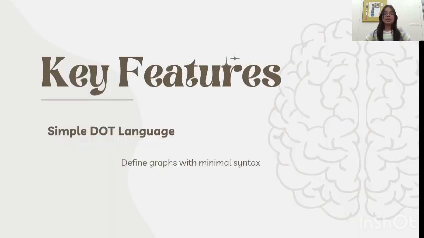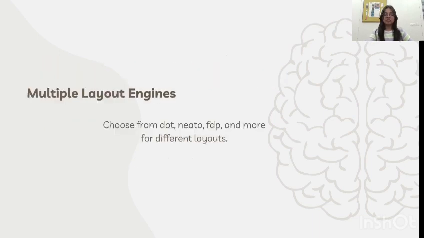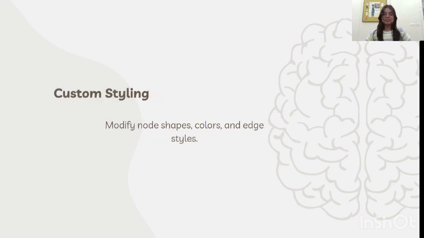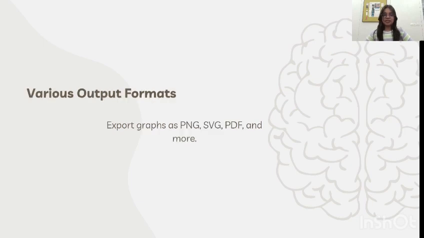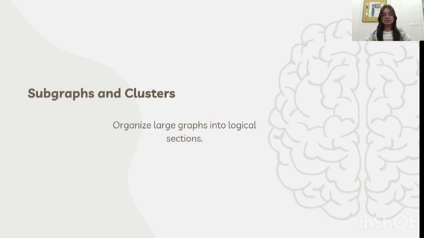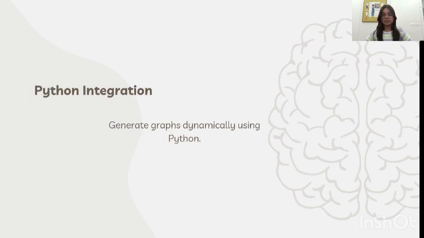Simple DOT language, which defines graphs with minimal syntax. Multiple layout engines. We can choose from dot, neato, fdp, and more for different layouts. Custom styling. We can modify node shapes, colors, and edge styles. Various output formats. Export graphs as PNG, SVG, PDF, and more. Subgraphs and clusters. We can also organize large graphs into logical sections. Python integration. We can generate graphs dynamically using Python.